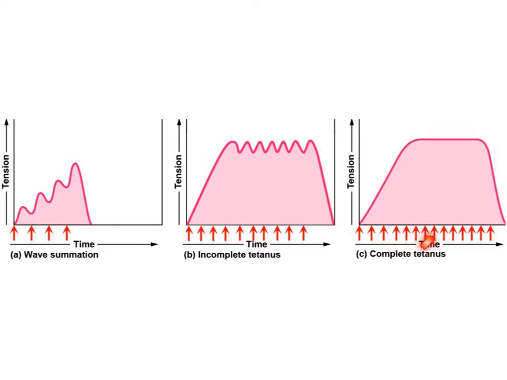Imagine that the signals start to come faster yet. At this point, rather than having any time to relax, we will get a contraction on top of a contraction on top of a contraction with no relaxation in between. That is what puts the muscle into complete tetanus. Contraction on top of contraction with no relaxation at all in between.